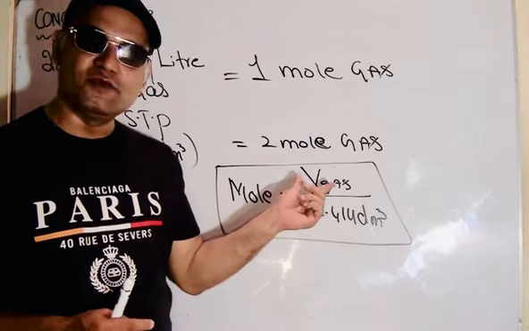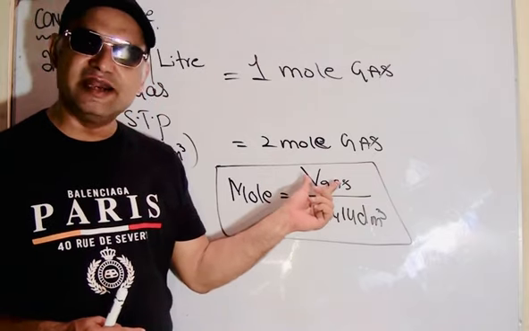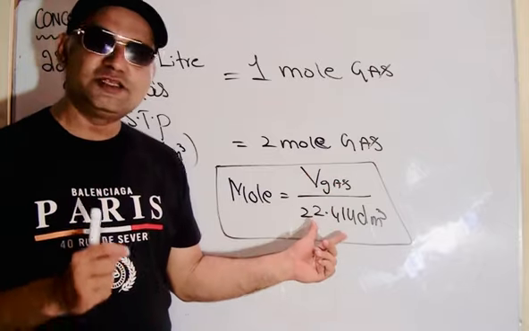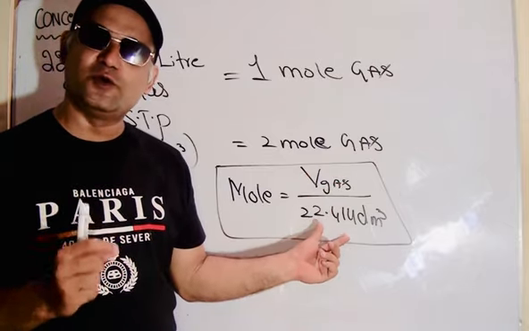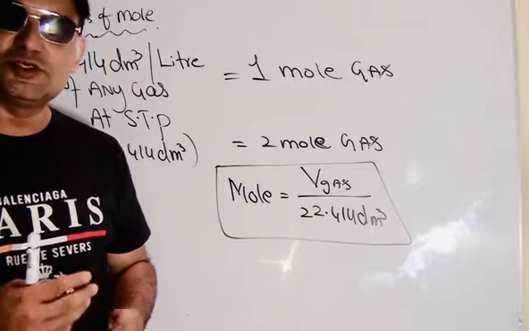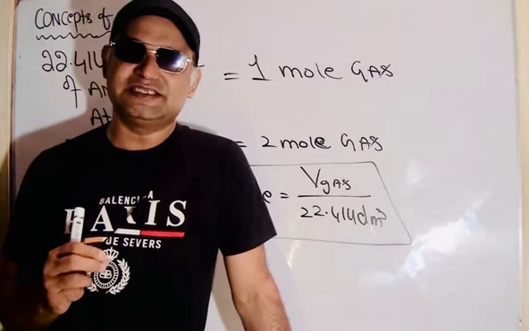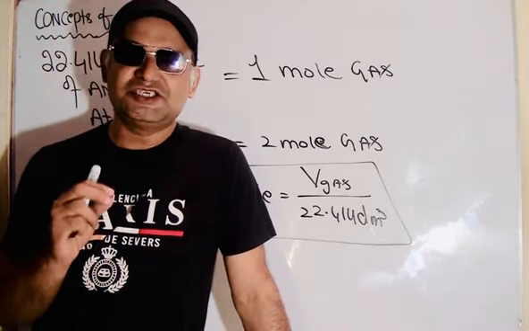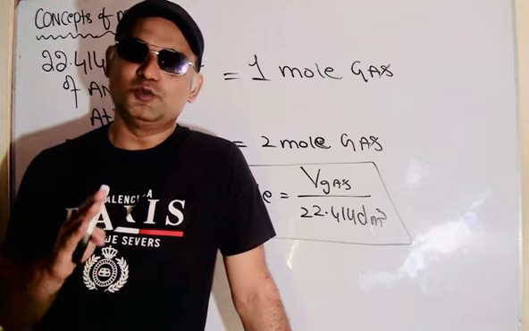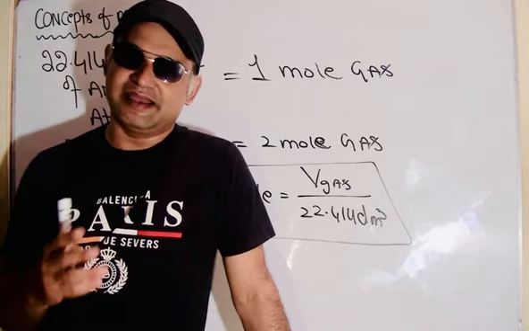Volume of a gas is given in the question, simply divide the volume of the gas which is given in the question by 22.414 dm cube, and then you will get the moles. So very simply, you can convert the volume of gases into mole by just dividing the volume of the gas by 22.414 liter or dm cube of a gas.